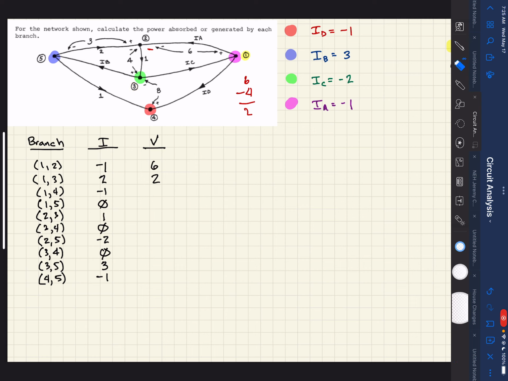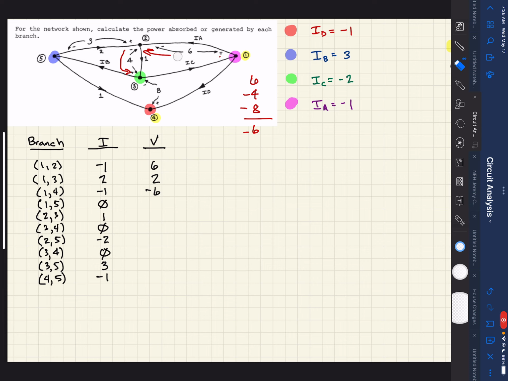Next, we're going to go between 1 and 4, which is here. And again, we have no direct voltage relationship there. So again, we're going to start here. And let me sum this up again. So we go from here to here. We know that that is 6 volts. Then we go from here to here. We know that that's -4 volts. Then we go from here to here. That's -8 volts. So when we add that up, we should get a -6. So that's what goes in this place is -6.